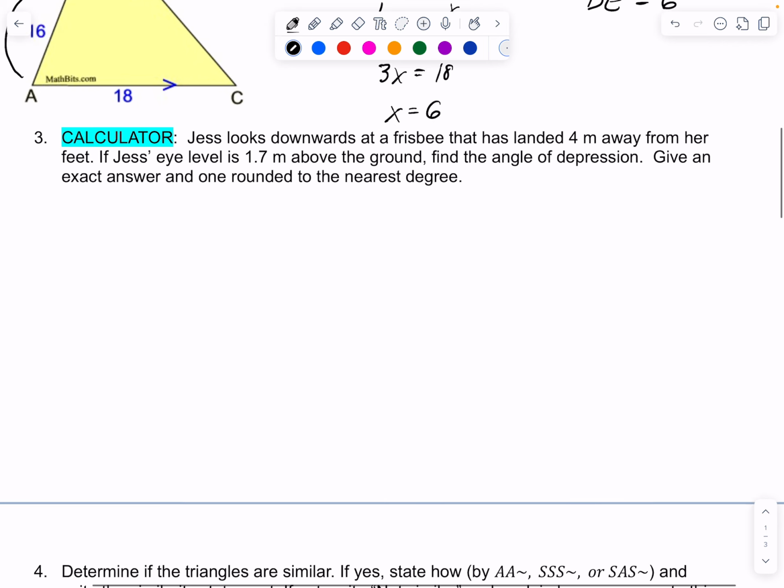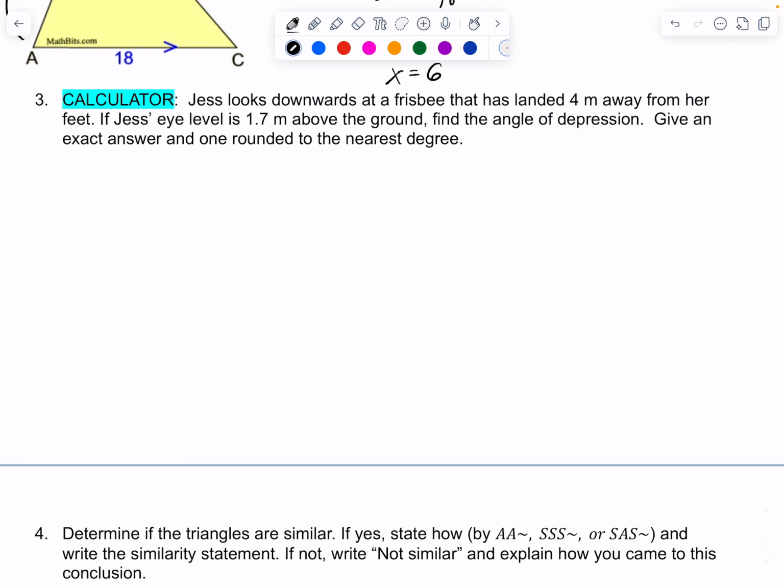That's number 2. All right, number 3. We have Jess looking down at a Frisbee that has landed 4 meters away from her feet. Her eye level is 1.7 meters off the ground. So I'm going to put Jess right here. Looking down, I'm going to put her eyes, looking down at a Frisbee, okay? And that Frisbee is 4 meters away from Jess, from her feet, and her eye level is 1.7 meters off the ground. All right, this creates that right triangle, and we want to figure out the angle of depression.